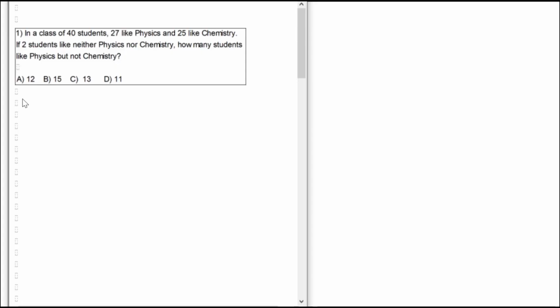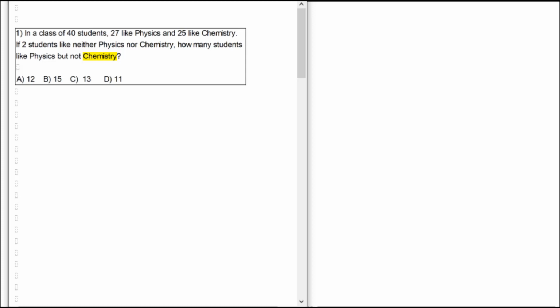And we are back. So now we are going to solve the first problem. So we are given that there are a total of 40 students in the class, and 27 of them like physics, 25 of them like chemistry, and 2 students like neither physics nor chemistry, which means they hate both physics and chemistry. So what we need to find is the number of students who like physics but not chemistry. So how do we solve this problem?